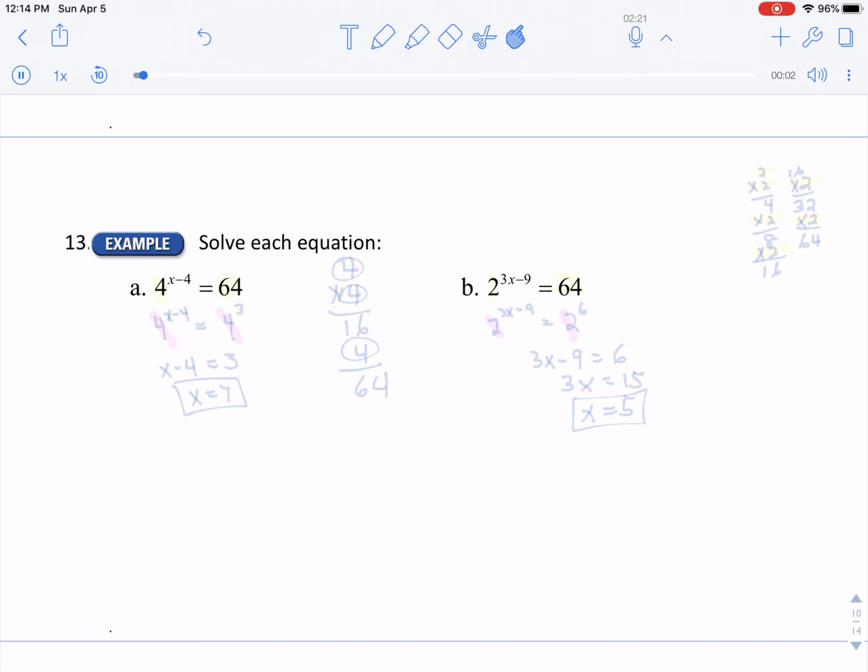This is review for quiz over chapter 5. This is problem number 13. So we want to solve the equation. So the first thing we want to do is just look at the problem and look at the bases. The base on the first one is a 4, and over here is a 64.